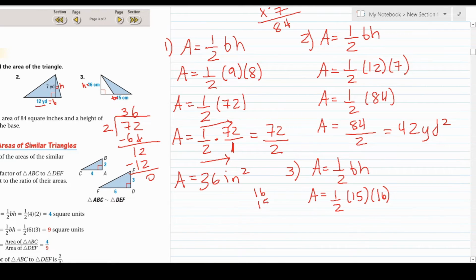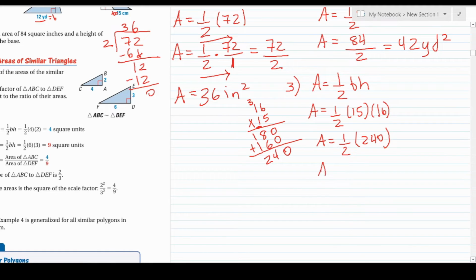16 times 15. 6 times 5 is 30. Carry your 3. 1 times 5 is 5, plus 3 is 8. Add a 0, since we're starting this number. 1 times 6 is 6. 1 times 1 is 1. Let's add. 0 plus 0 is 0. 8 plus 6 is going to be 14. Carry a 1. 1 plus 1 is 2, so this is going to be area equals 1/2 times 240.